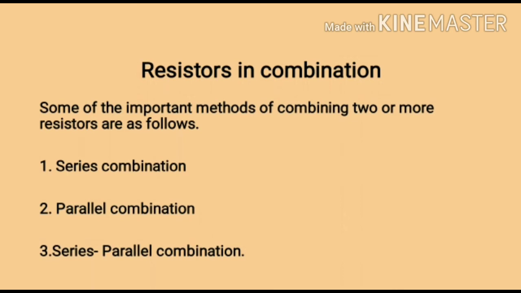Now we will come to know about resistors in combination. Resistors can be connected in combinations in a number of ways to obtain some desired effective value of resistance and wattage. Some of the important methods of combining two or more resistors are series combination, parallel combination, and series parallel combination. The effective resistance of the combination in any particular case can be found out by the application of Ohm's law.